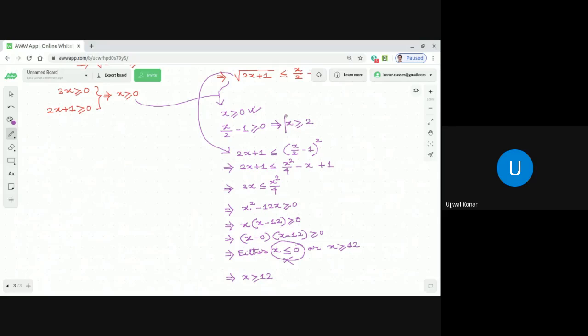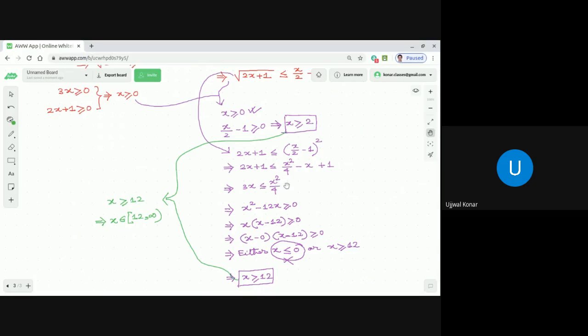So now let's combine all these solutions. We have a value x greater than or equal to 2, and again we have a value of x greater than or equal to 12. We need to combine these two, correct, dear students? If we combine this solution and this solution, what are we going to get? We are going to get x greater than or equal to 12. That is the acceptable solution, or in set theoretic notation, x belongs to the closed interval [12, infinity).